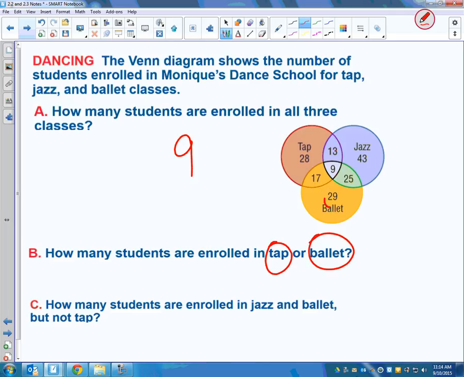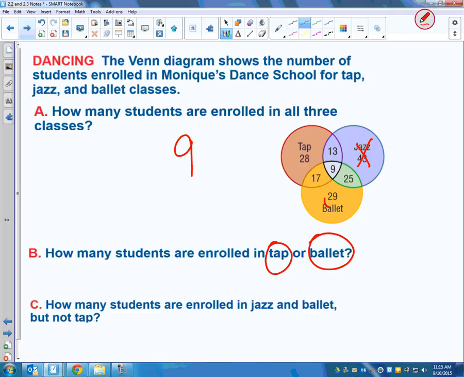Eric says 43. 43 we're not going to count, because are any of those people in tap or ballet? But if you pick any of these other numbers, are they in one of the other? Are they in tap or they're in ballet? So when I think of or, I think I want all the tap, all the ballet, and I'm going to put them together. That's a lot of numbers. It is a lot of numbers. So basically we want everything but 43. So if we knew how many total there were, we could just subtract 43.